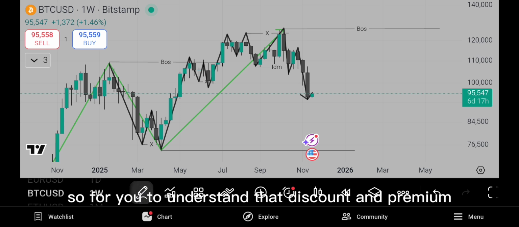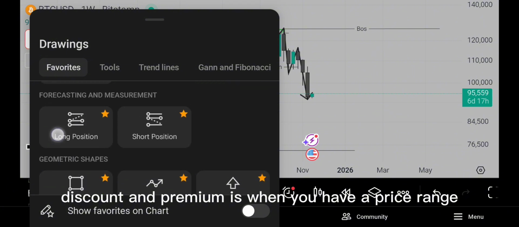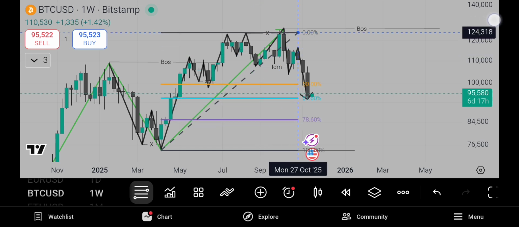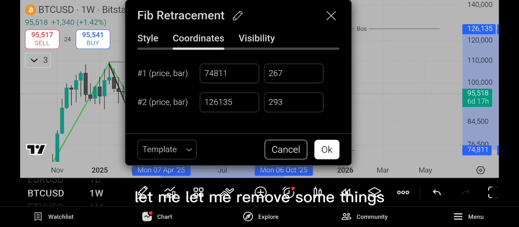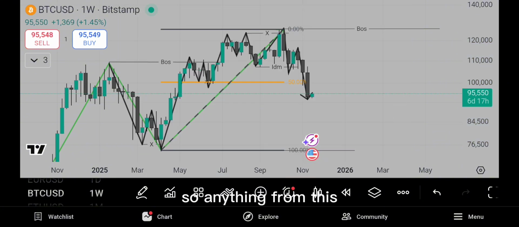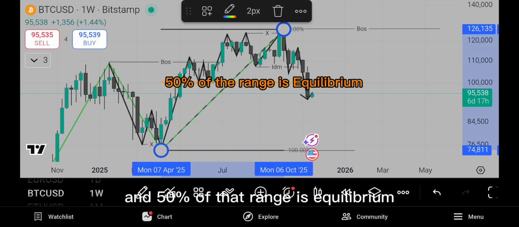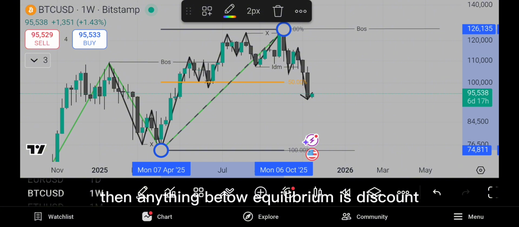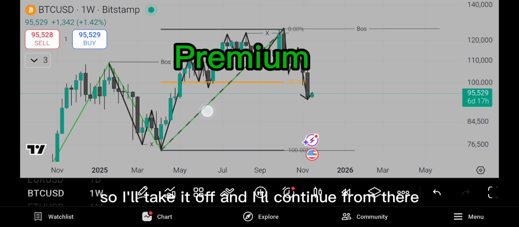So for you to understand that discount and premium, let me just explain it quickly. Discount and premium is when you have a price range, let's say from this low to this high. Let me remove some things. Take it off. So anything from this low to this high is a range, and 50% of that range is equilibrium, which is this orange line you're seeing. That's equilibrium. Then anything below equilibrium is discount, and anything above equilibrium is premium. So I'll take it off and I'll continue from there.